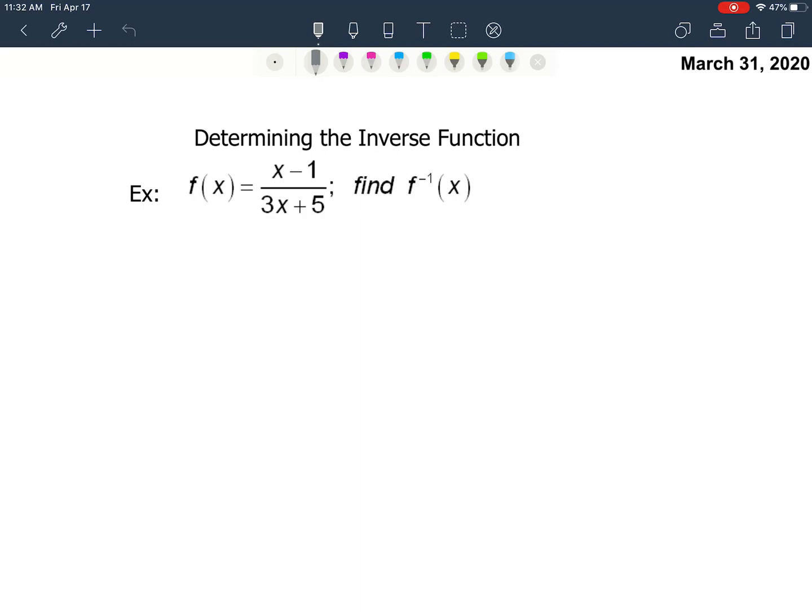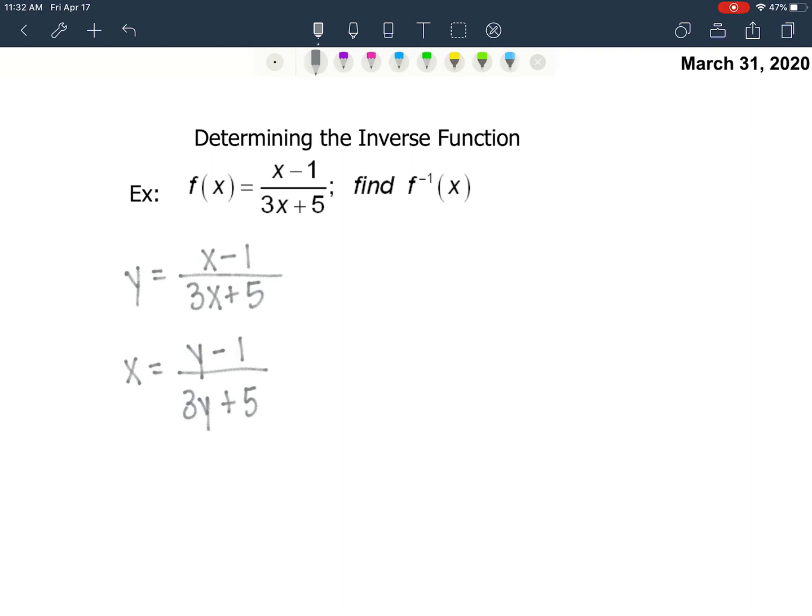So here we are. We've got the same function written down. F of x equals (x minus 1) over (3x plus 5). And we're going to apply all of those steps. So our first step says change f of x to a y. So I have y equals (x minus 1) over (3x plus 5). Then we're going to switch the x's and y's. X equals (y minus 1) over (3y plus 5).